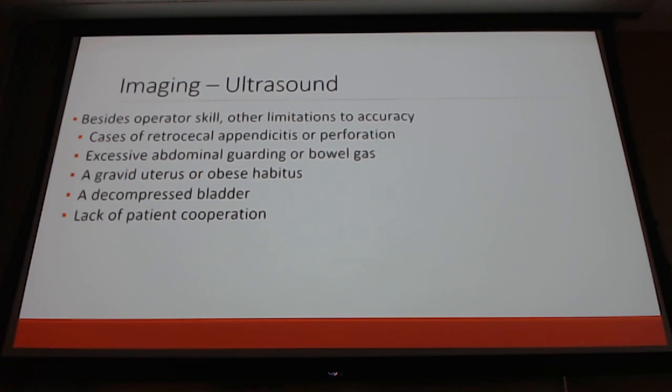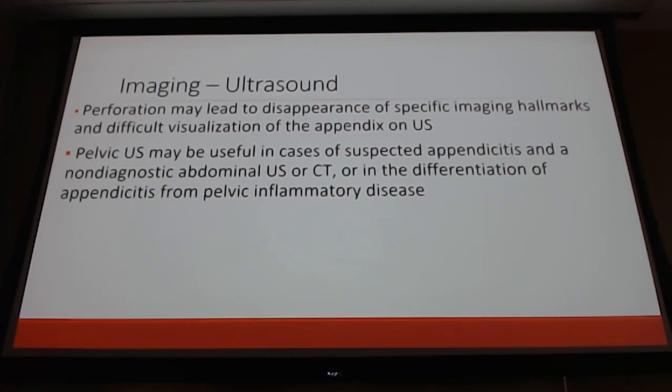A decompressed bladder: when we start ultrasounding each other, you'll be able to tell. If somebody went to urinate right before they got an ultrasound, it's going to be very difficult to visualize through the bowel or through the bladder to see that right lower quadrant. And then lack of patient cooperation as well. With perforation, sometimes we aren't able to see that. If it did perforate, we're not going to have something that's non-compressible. Can be a little bit difficult.